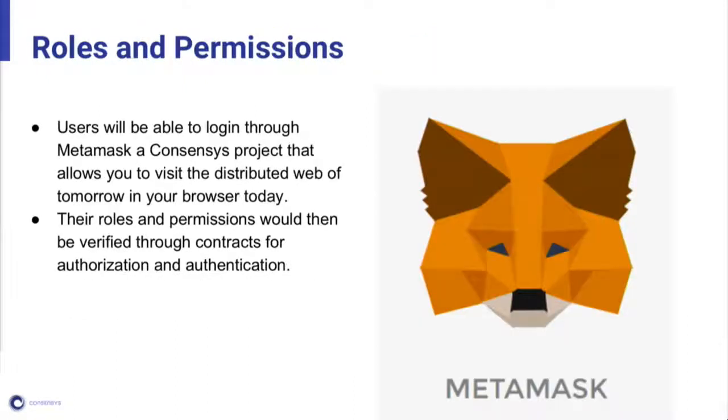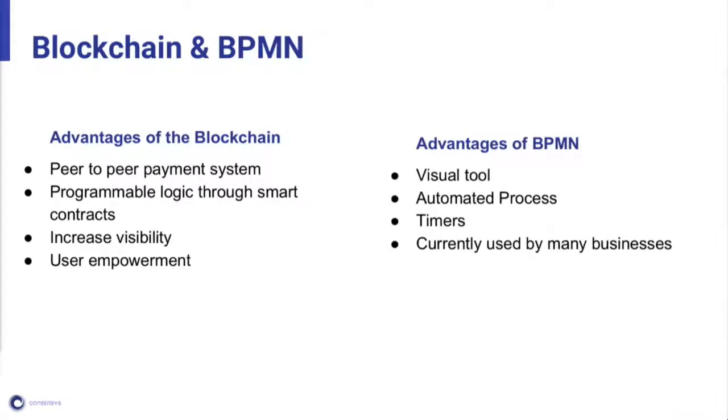And so we're also using roles and permissioning by the means of MetaMask, which is another ConsenSys tool that holds your keys and allows you to connect to different chains in the blockchain space. And so this allows you to control who has access to your process and who can do certain things in that process. So we realize that there are many advantages of intersecting blockchain and BPMN.